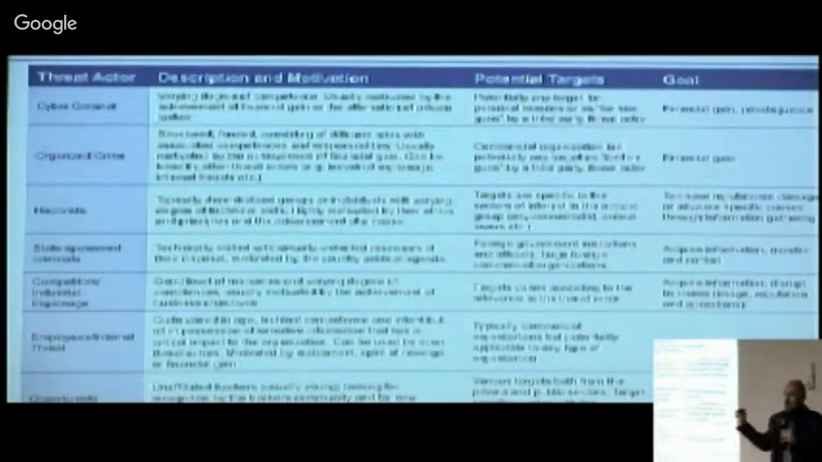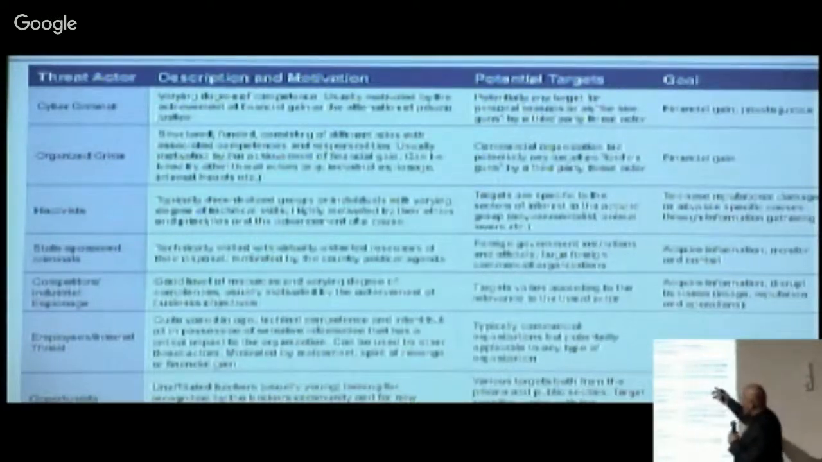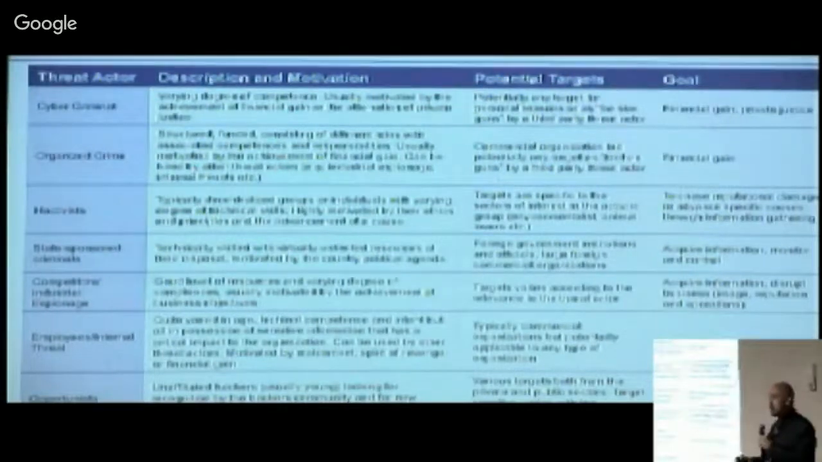Again, it may be too little to read from the distance. You'll get a chance when you get the slides. But you go from cyber criminal, organized crime, activists, down to opportunists. And they all are potential threat actors for your organization. They all have certain motivation. They all have certain potential targets and goals.